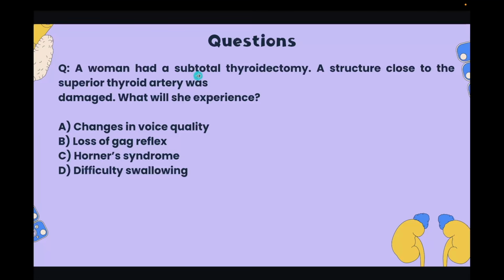A woman had a subtotal thyroidectomy. A structure close to the superior thyroid artery was damaged. And what will she experience? Now, before we answer the question, we need to understand what is close to the superior thyroid artery. We mentioned earlier the superior thyroid artery runs along with the external laryngeal nerve. The external laryngeal nerve is involved with changes in voice quality, and we said an injury to that is going to cause monotone. So the answer is going to be A.